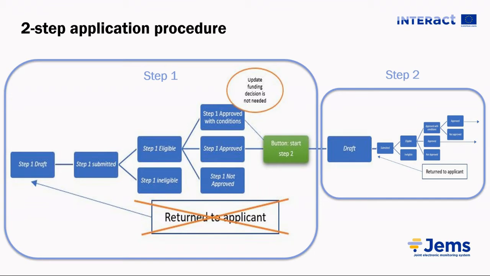In this step 1, contrary to the second step, there is no function to return an application to the applicant, since any corrections or improvements will be done later in the step 2. So also the conditions shall be fulfilled in the step 2. So all the program officer has to do once an application is approved in step 1 is press the button to start the step 2, and the application goes into the draft status, where then the applicant can fill in the further fields in the application form.